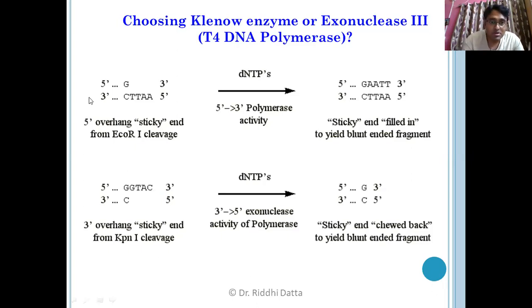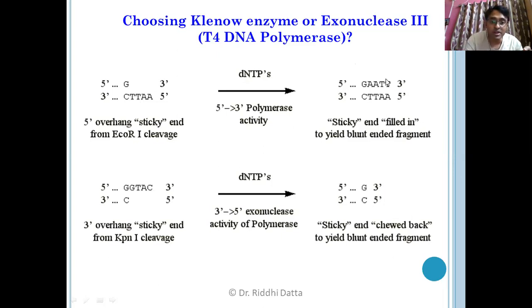In the first, this is the 5' overhang sticky end, the product of EcoRI digestion. How can I make this EcoRI digested product blunt with the help of the exonuclease or the Klenow? Here we should use the Klenow, because 5' to 3' polymerase activity should be there, and with the help of the Klenow enzyme we can produce the blunt-end product.